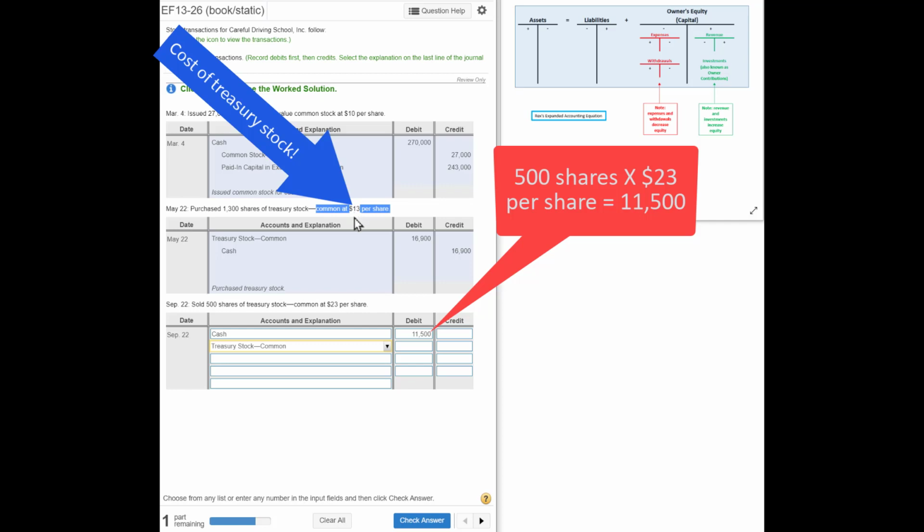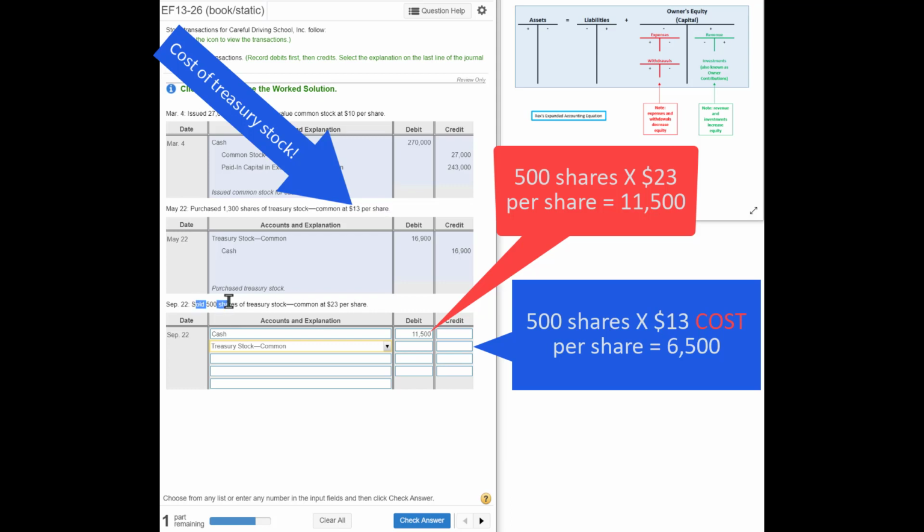So the way we're going to calculate this is we're going to take 500 shares times the cost per share, which was 13. So 500 shares times 13 gives us $6,500. So treasury stock is going away, and 6,500 is being credited to the account. But notice this transaction does not balance. We need a balancing amount.